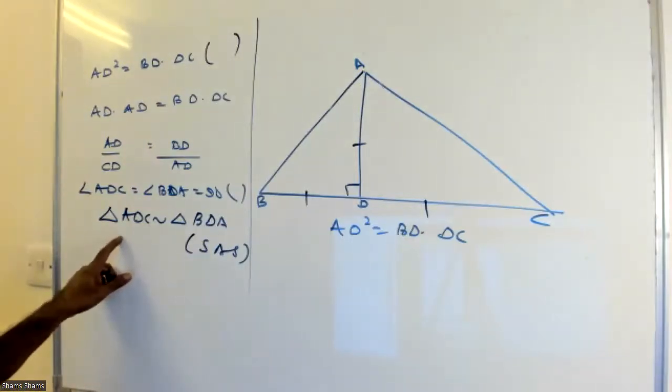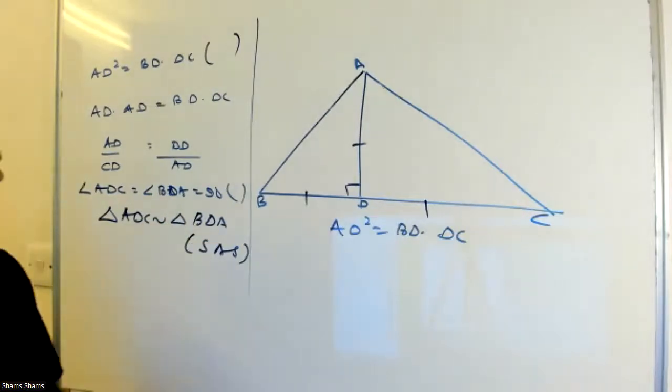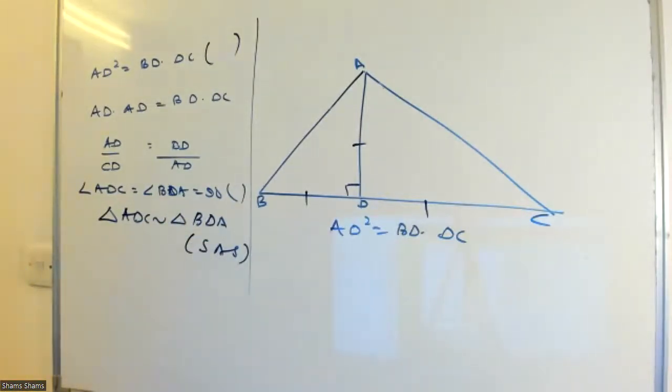Therefore, triangle ADC is similar to triangle BDA, by SAS similarity. Okay.